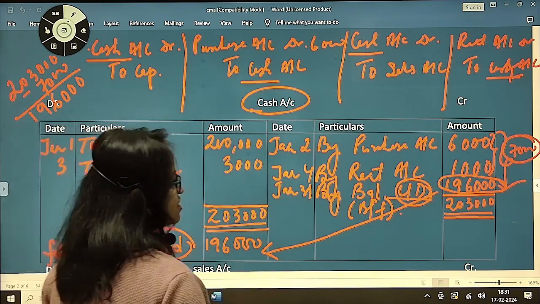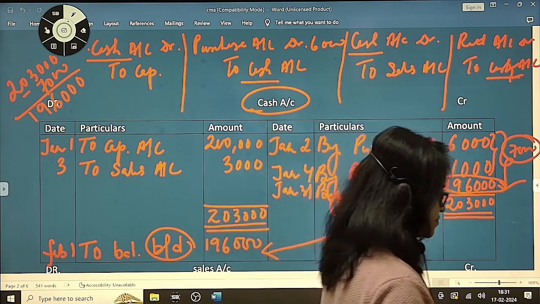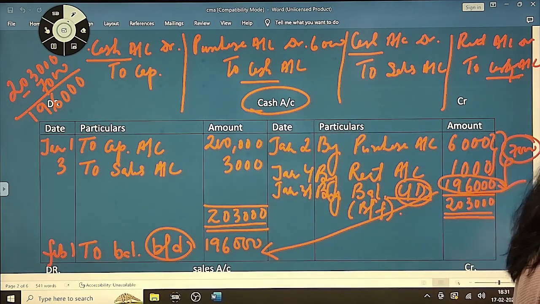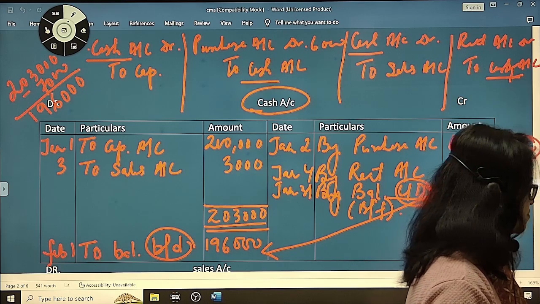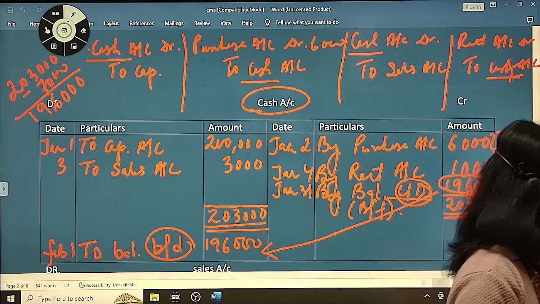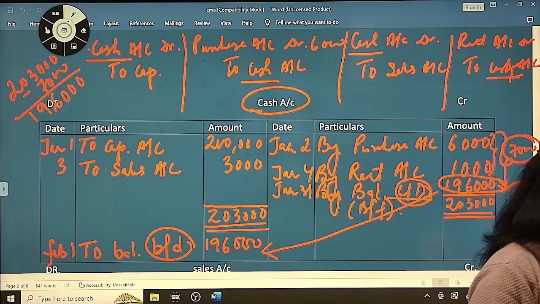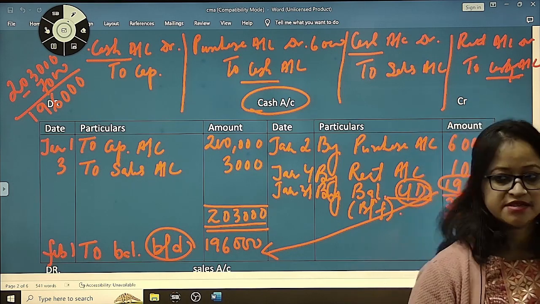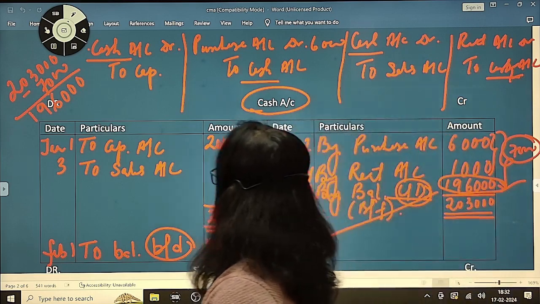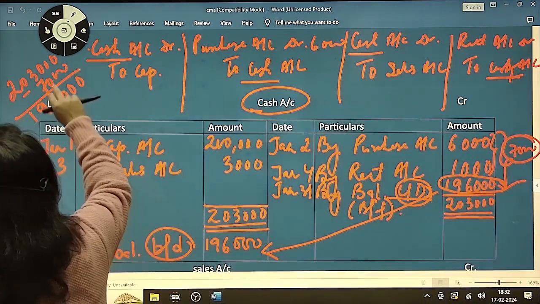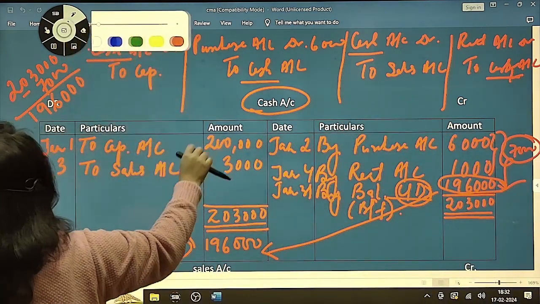Understood? Have you all written? Jayashree, have you written? Yes, ma'am. Sachin, have you written? Yes, ma'am. Okay, Vikas, Devnath, have you understood? Vikas, are you there? Okay.